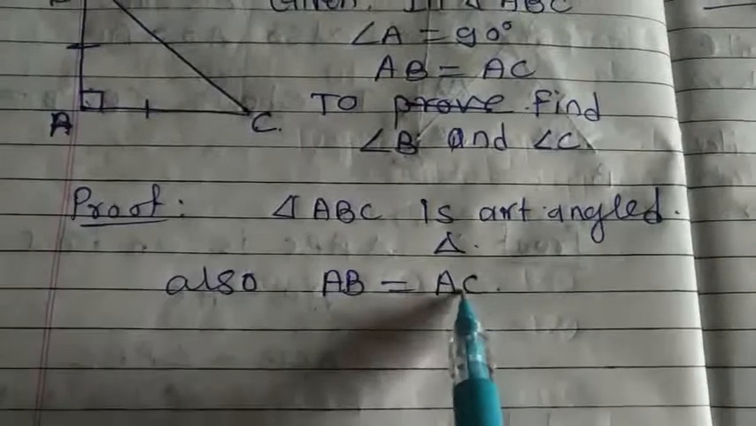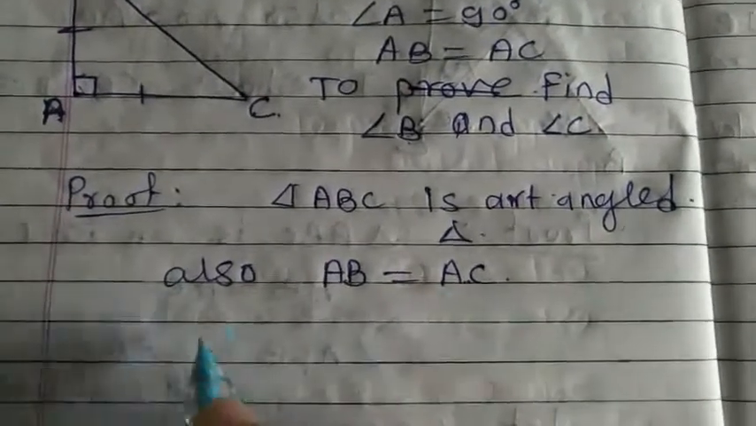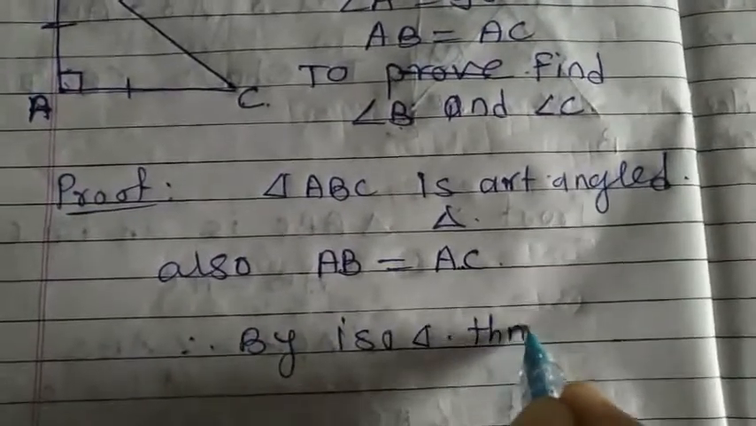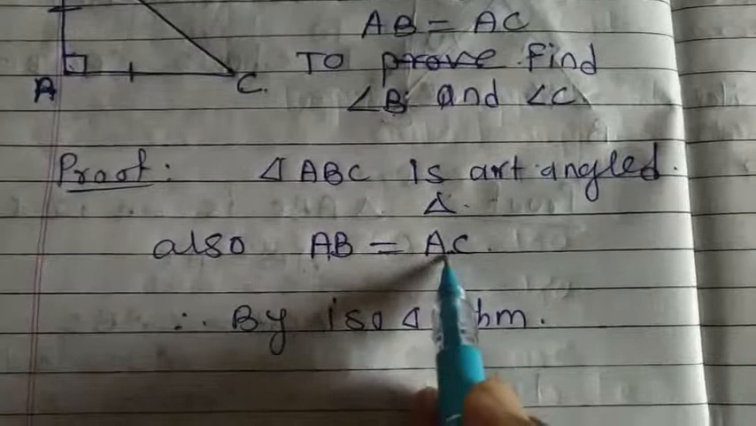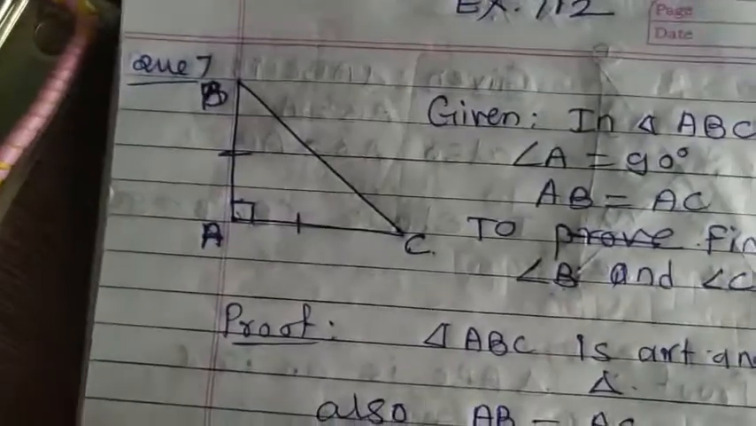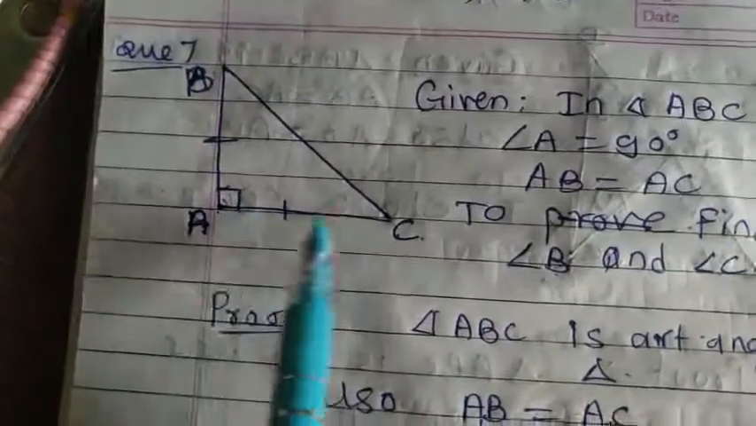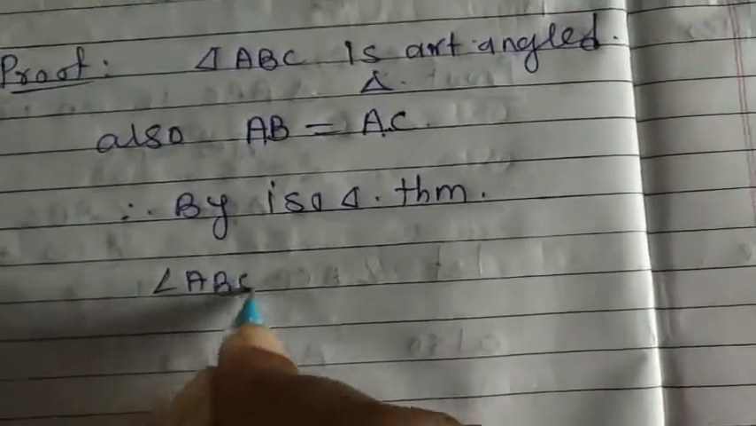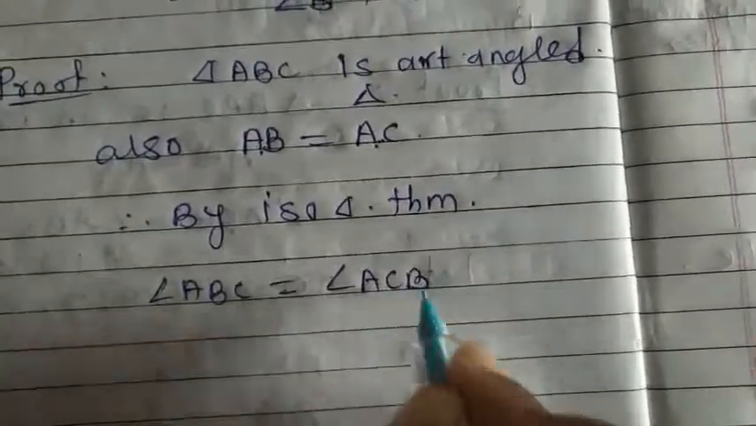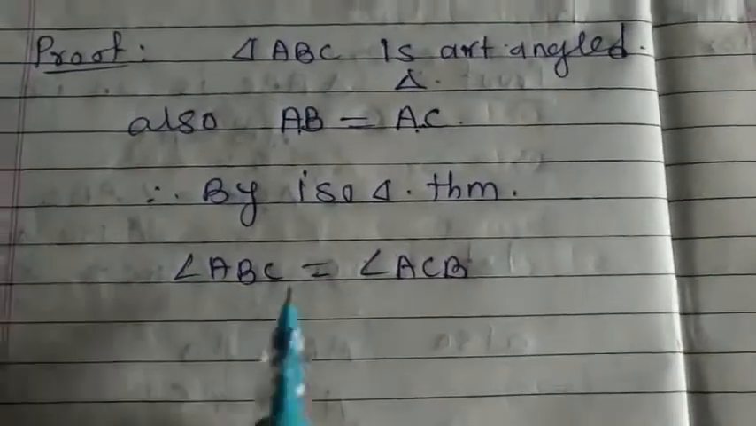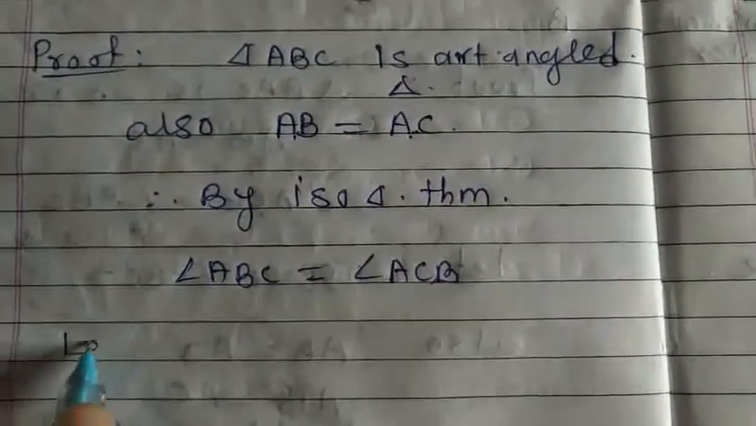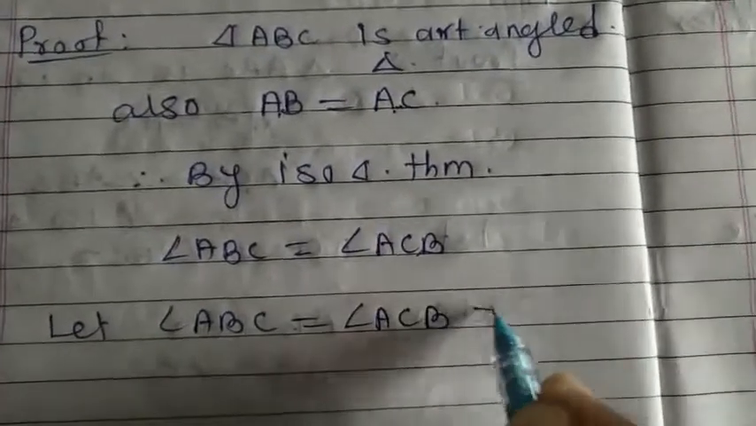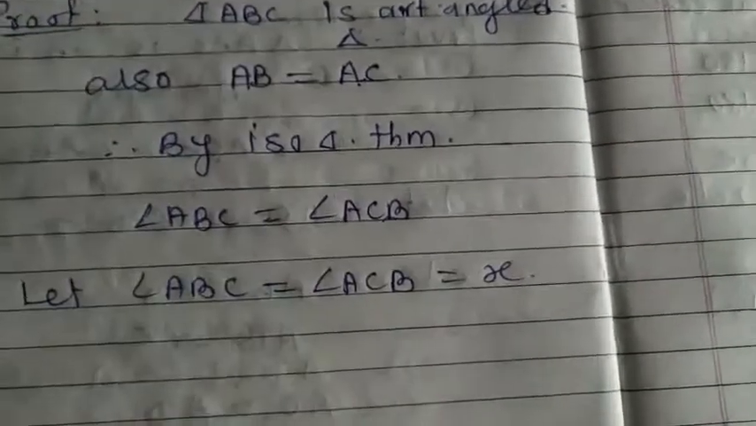Now, if two sides are equal, it is an isosceles triangle, and therefore by the isosceles triangle theorem, angles opposite to AB and AC are equal. The angle opposite to AB is angle C and the angle opposite to AC is angle B, meaning angle ABC is equals to angle ACB. Both the angles are equal. Let angle ABC is equals to angle ACB is equals to x. Measure of both the angles is x.